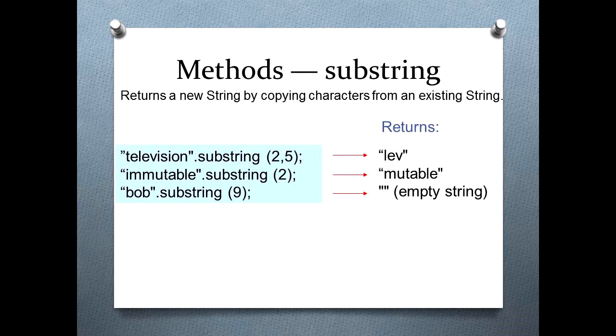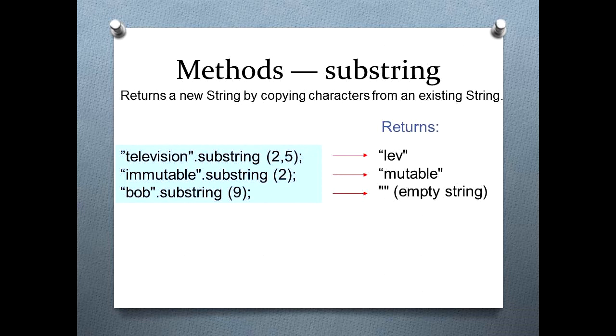So now let us discuss substring. What is substring? It is nothing but a new string made by copying characters from an existing string. When you have a string and you break it down into another part of the string, that is called a substring. Let us see with an example. The example here I have taken is television. Television is a string. I want to make the television string into a substring from 2, 5. So from 2, 5, the answer will be LEV.